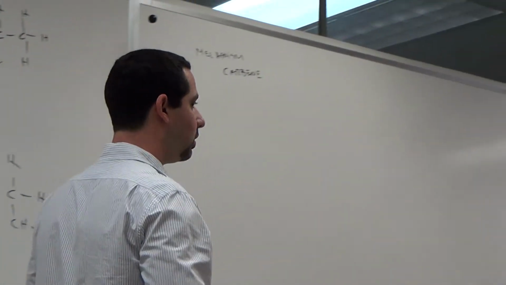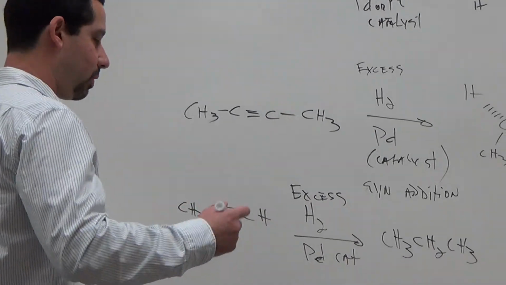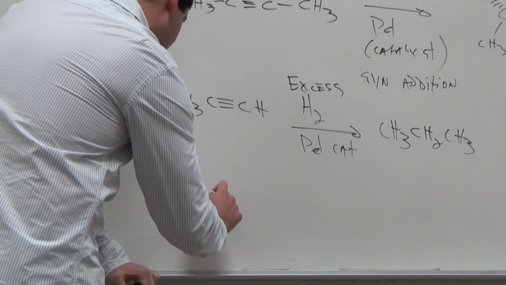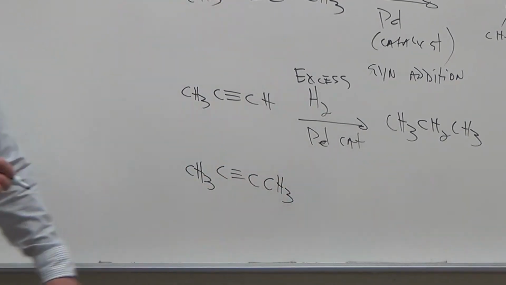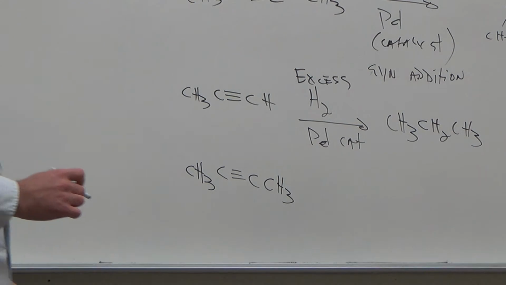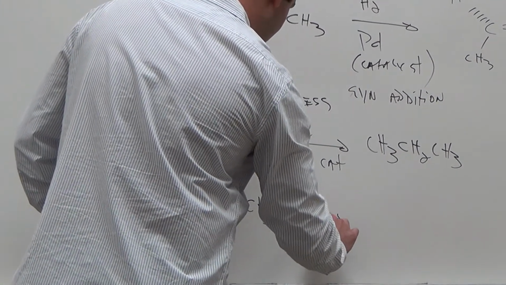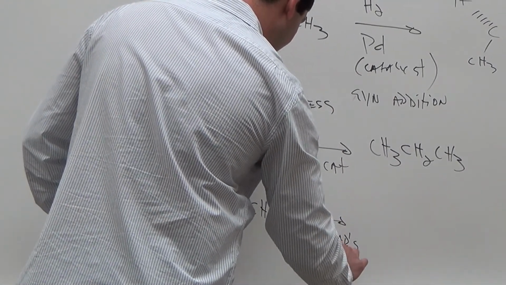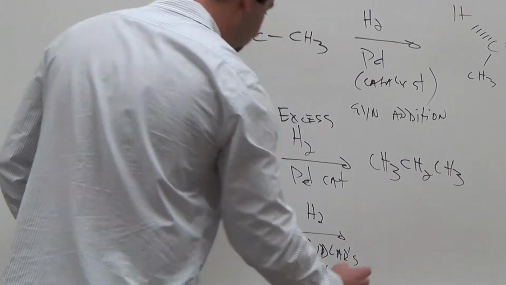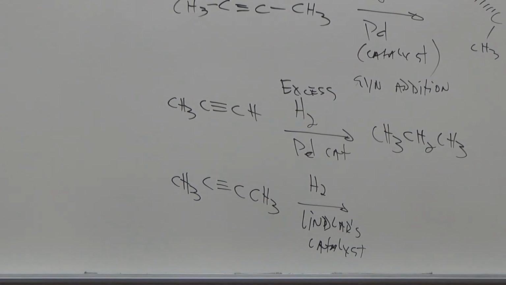We have a reaction that can stop at the alkene level. And the reaction is using something called Lindlar's catalyst. So if I use H2 and Lindlar's catalyst, I'm going to stop at the alkene, and this is a syn addition. So you write the product.